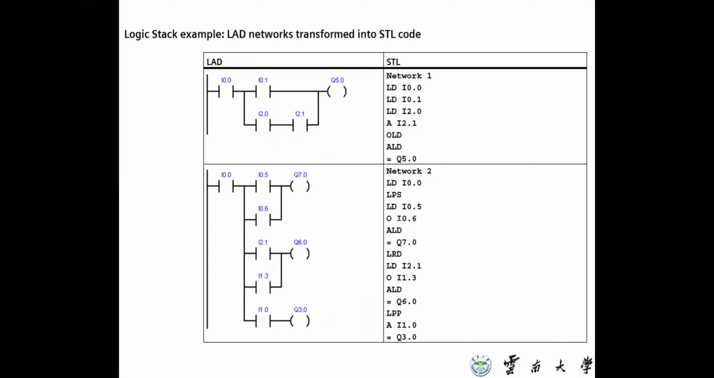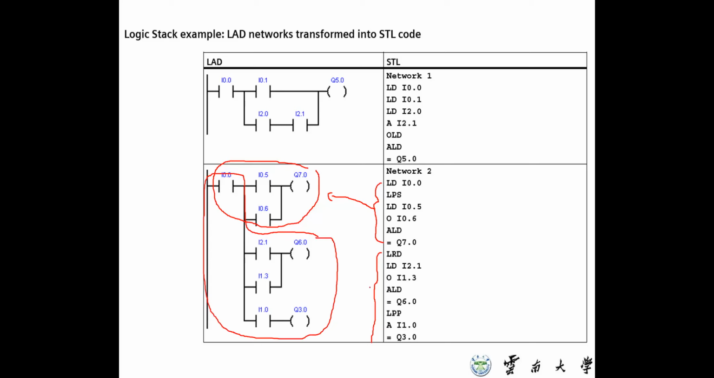So we can see this STL language is equal to what? Equal to this one. So we can do this. So this is equal to what? Equal to this one. So this is the relationship between STL code and ALD network language.